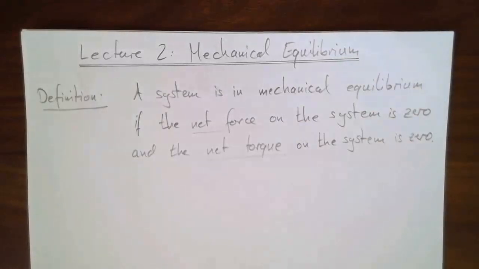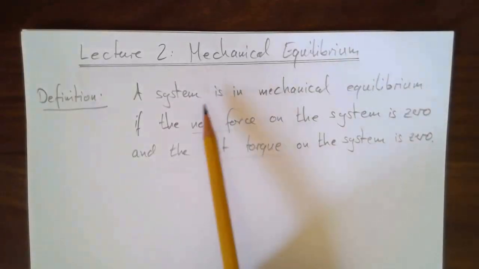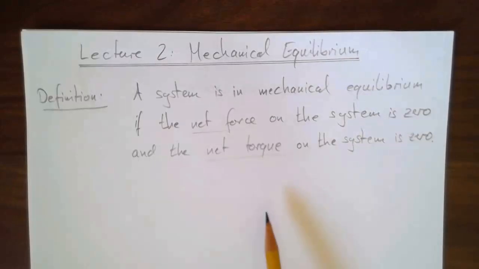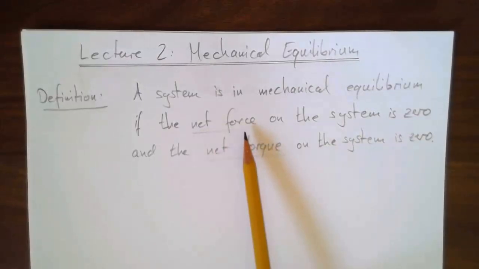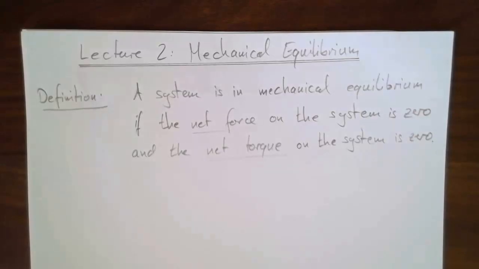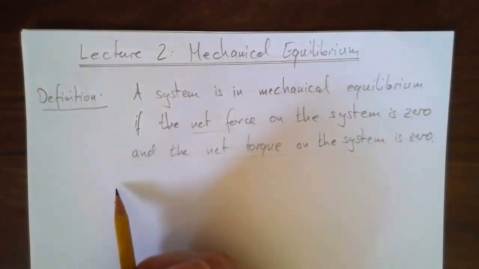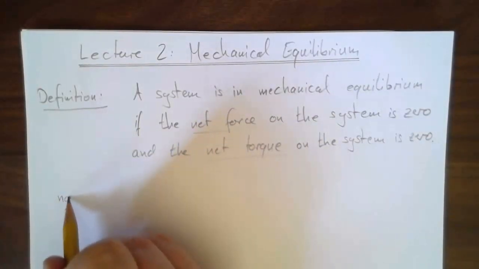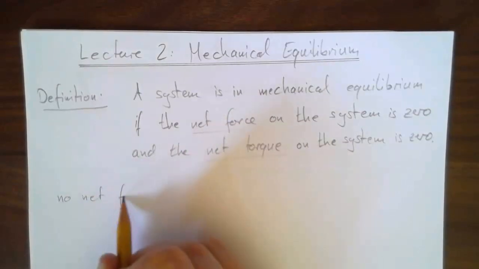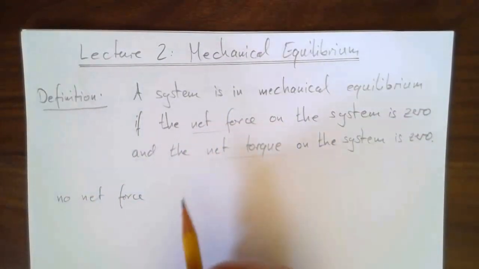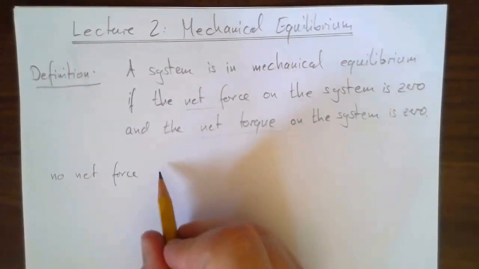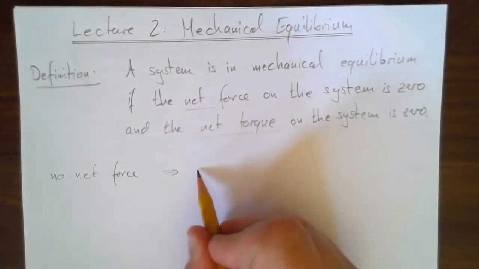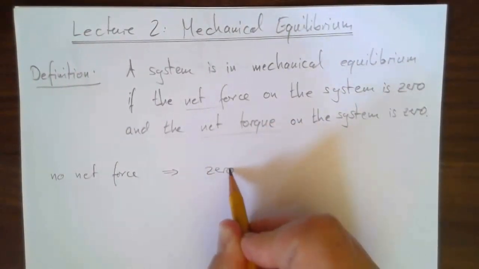The definition goes as follows. A system is in mechanical equilibrium if the net force on the system is 0 and the net torque on the system is 0. So what does that imply? Well, if I've got 0 net force, it means all the forces cancel each other out. That means the system has 0 acceleration.